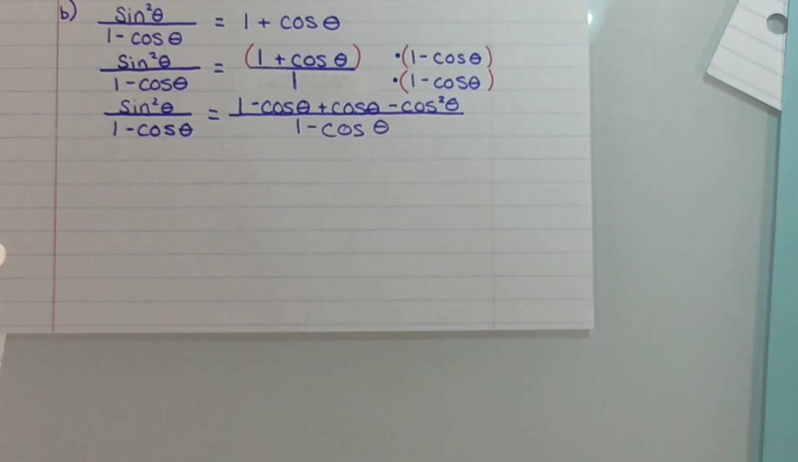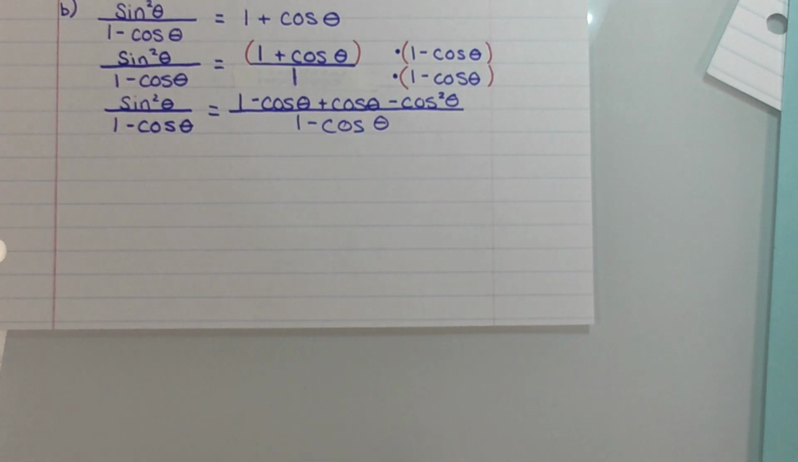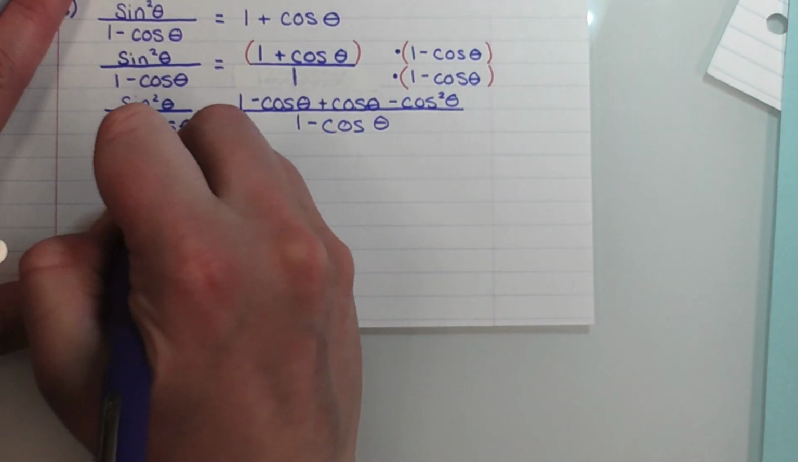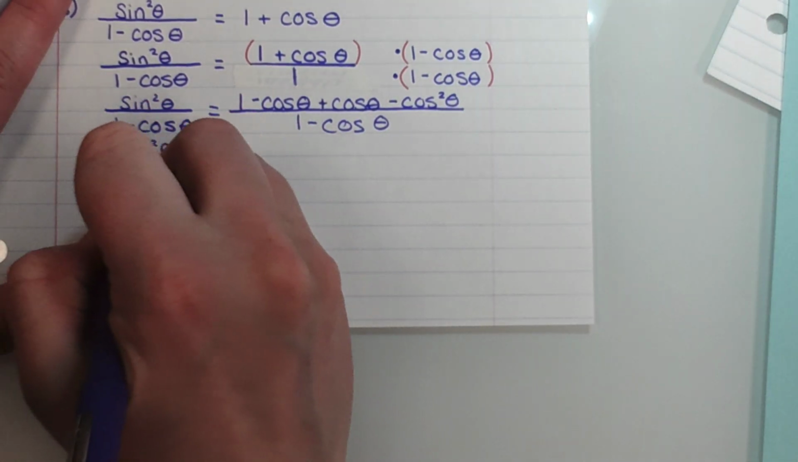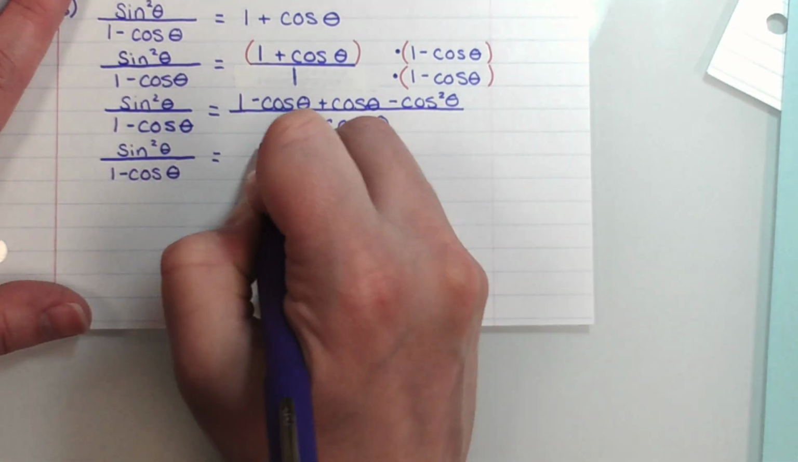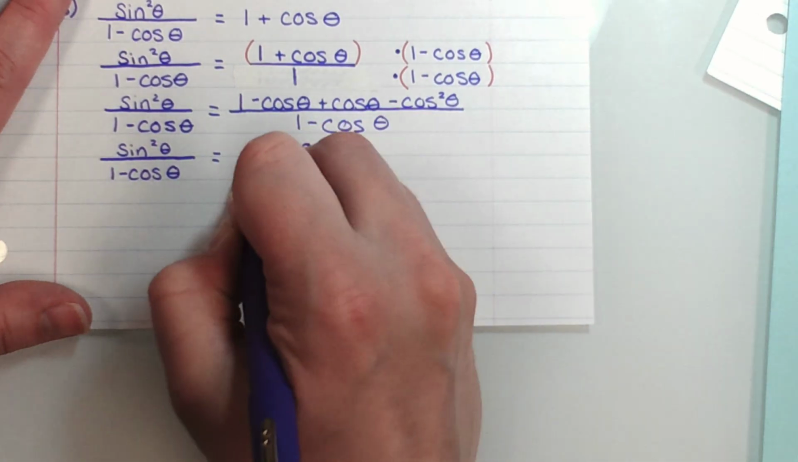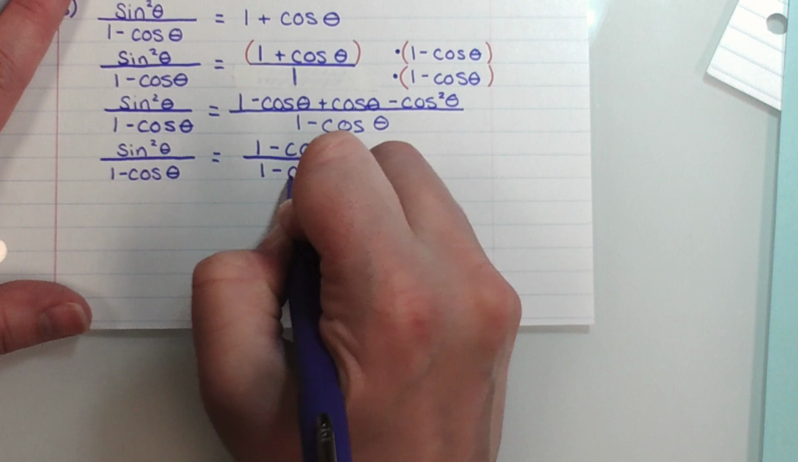Now this maybe doesn't look like I got closer to having both sides be the same, but they have the same denominator, so I am getting closer. Now I noticed that on the right side I can simplify some things. What's negative cosine plus cosine? 0. So I'm left with 1 minus cosine squared theta over 1 minus cosine of theta.